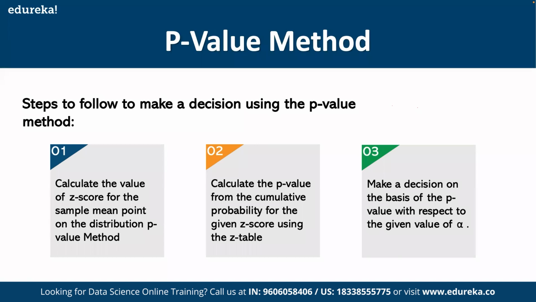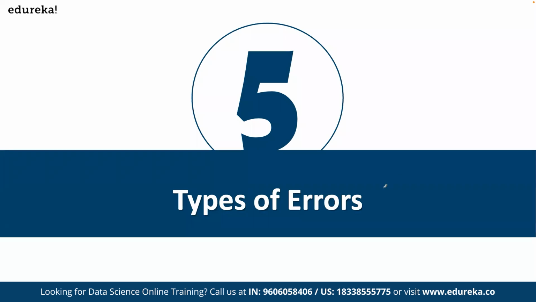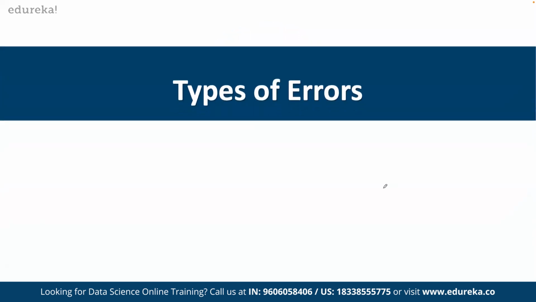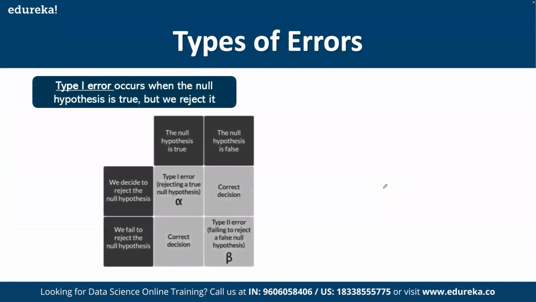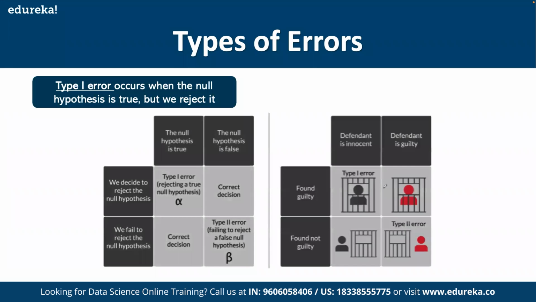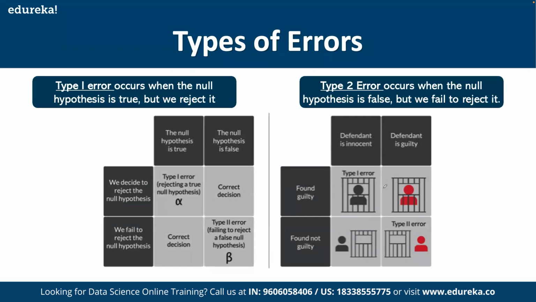Now that you're familiar with this, let's go ahead and understand the types of errors we come across whenever we are performing hypothesis testing. During hypothesis testing, we have the type 1 error and the type 2 error. To determine whether it belongs to a type 1 error or a type 2 error, we use the confusion matrix. The confusion matrix helps us describe in which scenarios my model is confused when it is performing the classification.